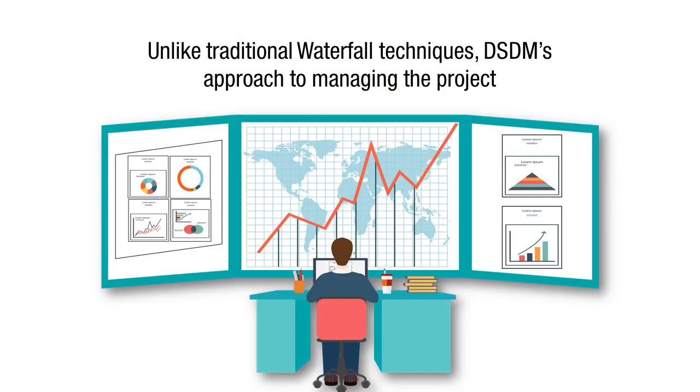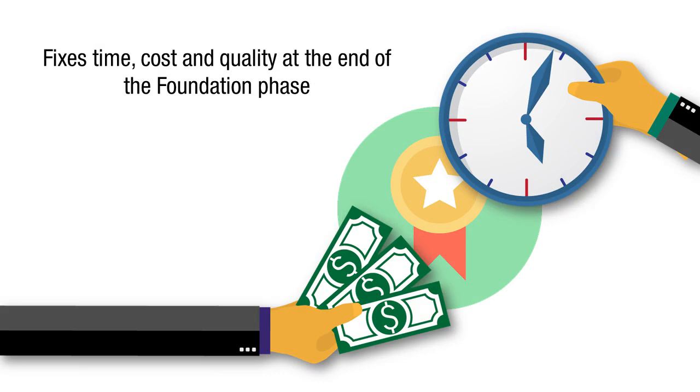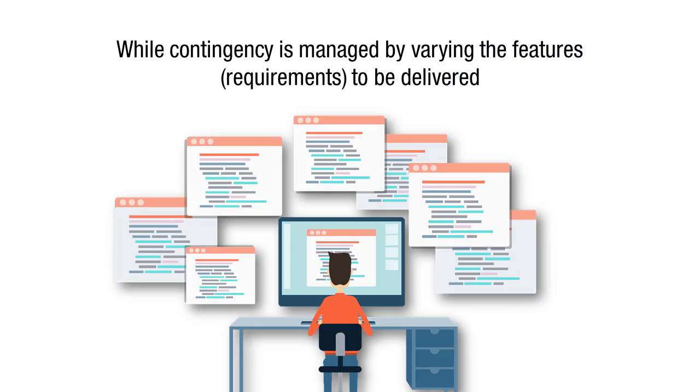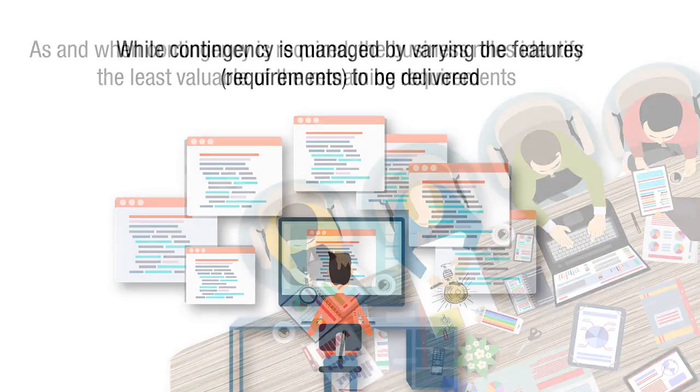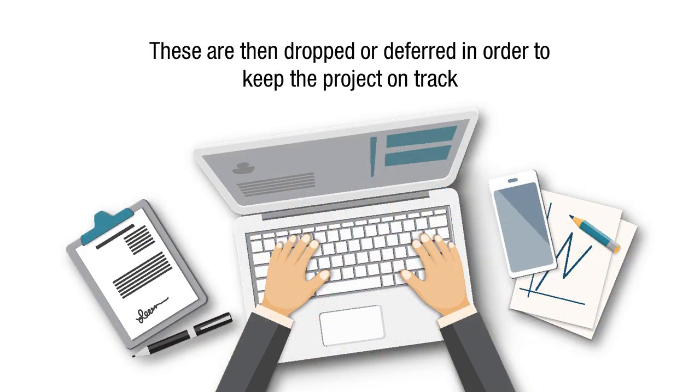Unlike traditional waterfall techniques, DSDM's approach to managing the project fixes time, cost, and quality at the end of the foundation phase, while contingency is managed by varying the features or requirements to be delivered. As and when contingency is required, the business roles identify the least valuable of the remaining requirements. These are then dropped or deferred in order to keep the project on track.